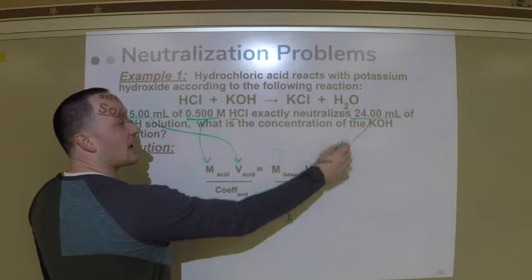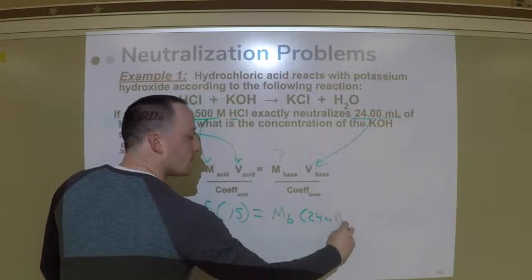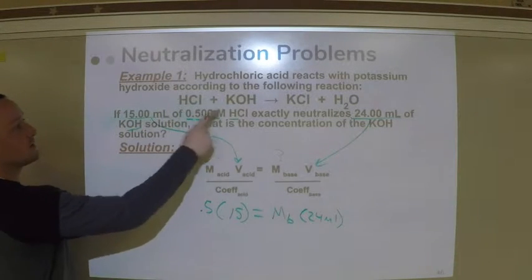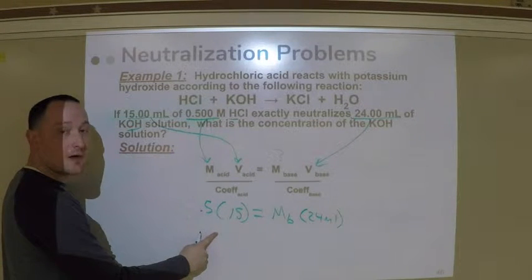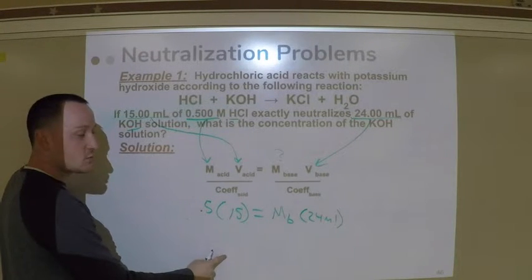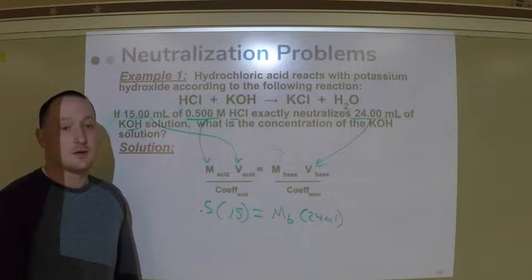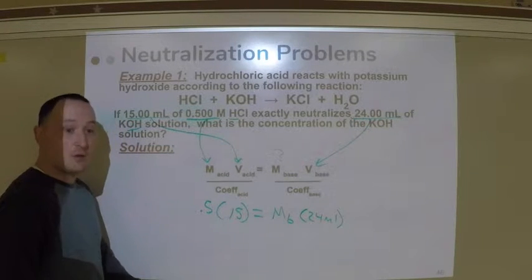The volume of the base that I added is 24 milliliters. So I'm going to put in 24 milliliters, right like that. Now, the coefficient of my base is 1. And since I didn't need to use it on my acid side, because its coefficient was 1, I can do the same thing here. Now, I just solve this equation. Multiply these two numbers together and divide by 24. And that will give me my answer.